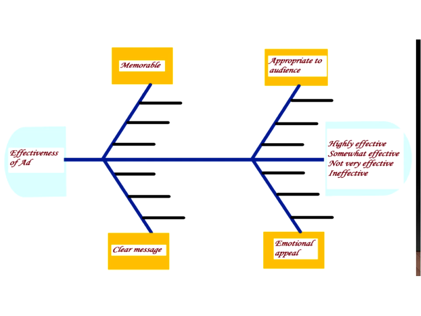I want to show you another structure we use to support student thinking. The head of the fish is the decision or judgment I want you to make. The tail of the fish is the judgment. Is this an effective ad? Your decision will be that it's highly effective, somewhat effective, not very effective, or ineffective. Remember, our criteria is the fins, and on the bones of the fish would be the evidence you would use to support that position.